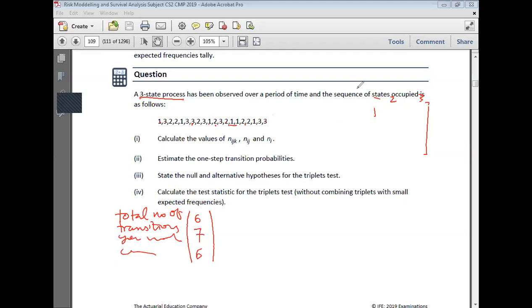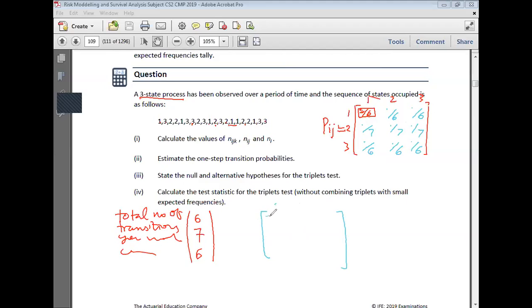Okay. So now what we have done is we have figured out the denominators here, right? It's gonna be 7 everywhere here, 6 everywhere here, and 6 everywhere here. But now we also have to figure out these numerators, right? So let us try to figure out the numerators. We'll count the number of times you go from 1 to 1, number of times you go from 1 to 2, number of times you go from 1 to 3.